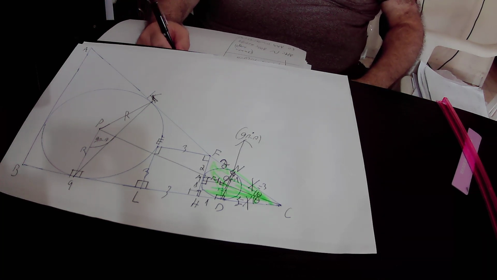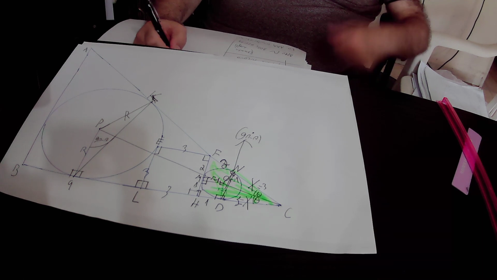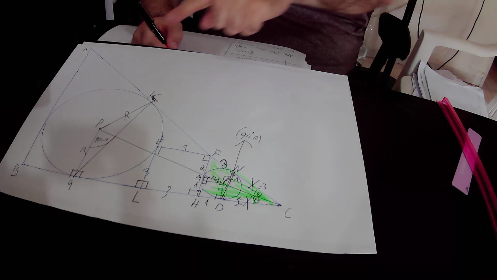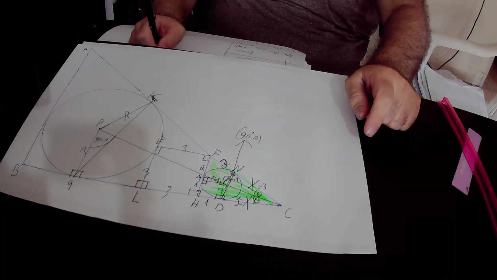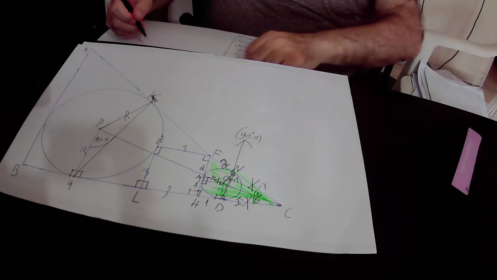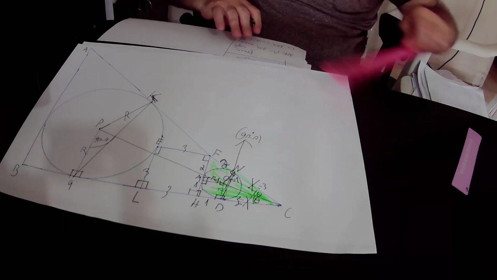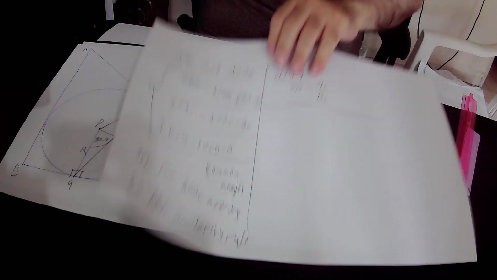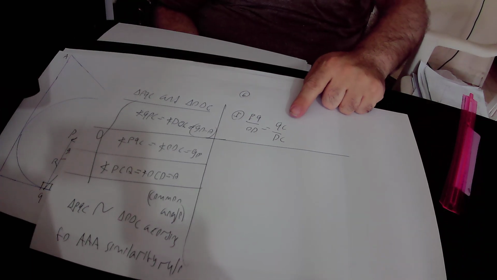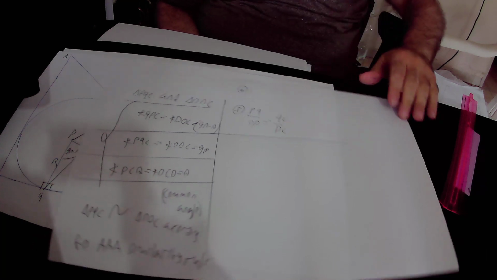that PQ over OD is equal to QC over DC. Repeat again, and we conclude that PQ over OD equals QC over DC.